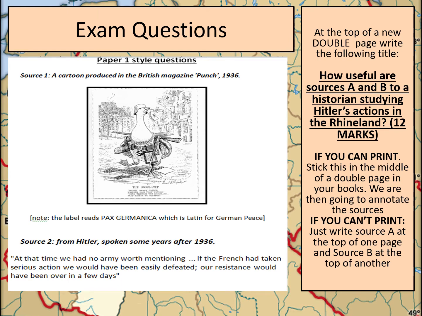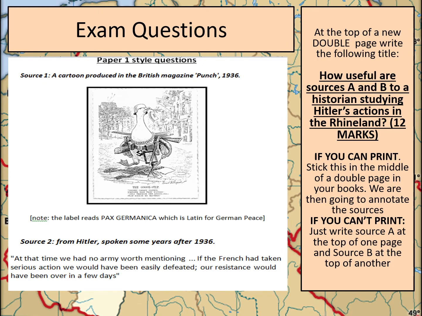What I'd like you to do is turn to a double page in your exercise book if you've got it. If not, just an A4 piece of lined paper, and turn it onto its side so it's landscape rather than portrait. And at the very top of that page, write: how useful are Sources A and B to historians studying Hitler's actions in the Rhineland? This is a 12-mark question, so if you could write that at the top of a double page, that would be fantastic. So maybe just pause this for a second so you can get that jotted down.